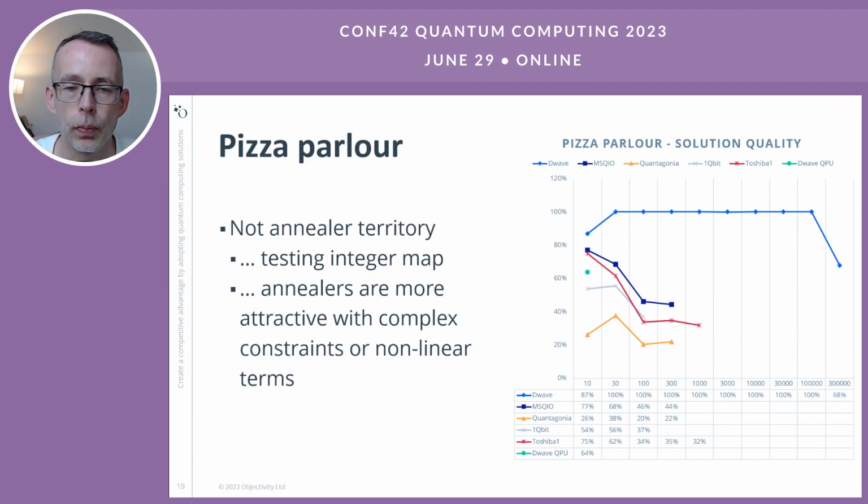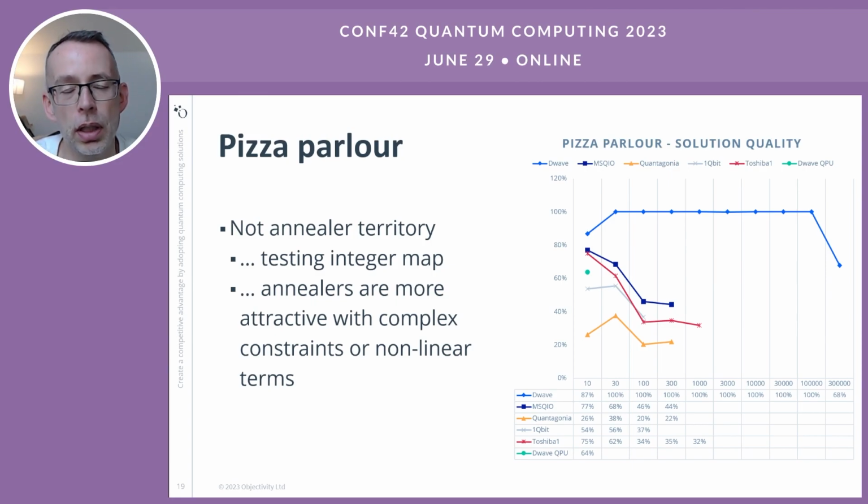And the D-Wave QPU, so when you just use the raw QPU rather than the cloud service, you can only tackle the smallest problem, and it just doesn't perform fantastically well on that, because you very quickly start to run into embedding problems, and linear programming isn't natural annealer territory.